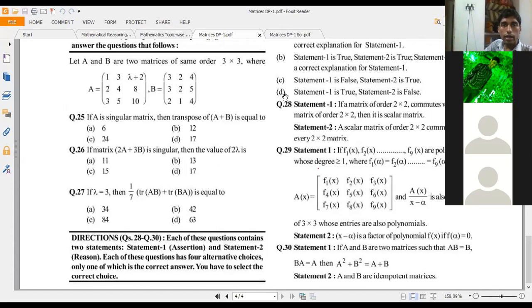Okay. See, I think the solution is like this. He has assumed that he is taking a matrix B and is assuming that it commutes with any other matrix of order 2. Therefore, he is writing B equal to AB, and from here is proving B is scalar. This, I think, is taking A as an arbitrary matrix.